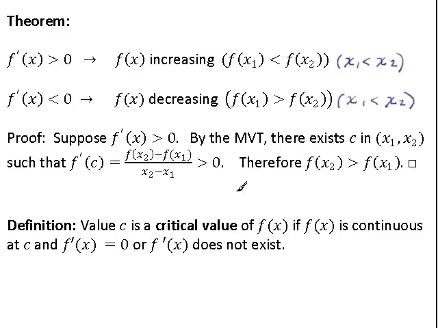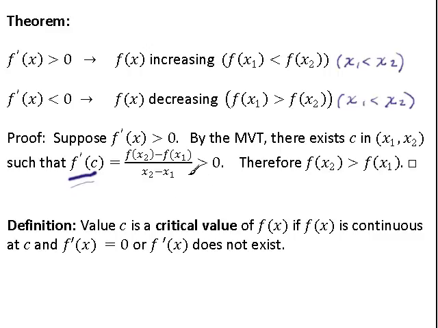All right, so let's just look at it briefly. And we'll just look at the case where f prime is greater than 0. So suppose f prime is greater than 0, then the mean value theorem says that there exists a value c in between x1 and x2 where f prime of c is actually equal to this slope, f of x2 minus f of x1 over x2 minus x1. Well, if we're assuming that f prime is greater than 0, that means this slope, equal to f prime of c, would also be greater than 0.